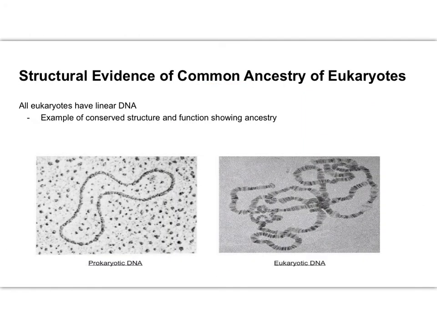Other structural evidence for common ancestry among eukaryotes is that all eukaryotes, so not just some of them, all eukaryotes have linear DNA. Mushrooms, birds, trees, they all have linear DNA, which is different than prokaryotic DNA. Prokaryotic DNA is circular. I know this eukaryotic DNA over here looks circular, but you can see there is one end and there is the other. If you pulled it out, it would be an open string, not a closed string like the prokaryotic DNA. So all eukaryotes have linear DNA.